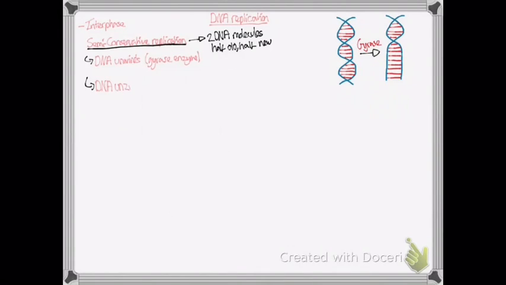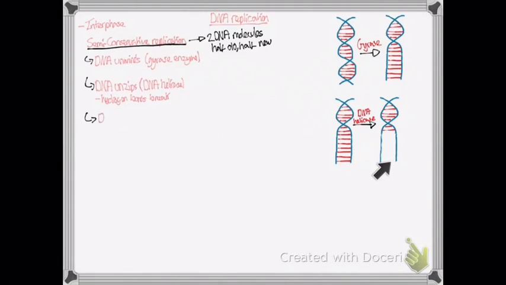Then we have the DNA unzip. So it's unwound by gyrase enzymes, so that means the double helix turns into a double strand. Then it's unzipped into 2 single strands, and that uses DNA helicase. So let's represent that there. We remove the hydrogen bonds, that is unzipping, and that's done by DNA helicase.